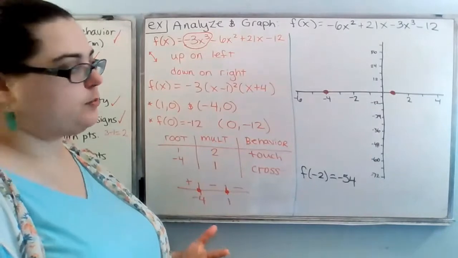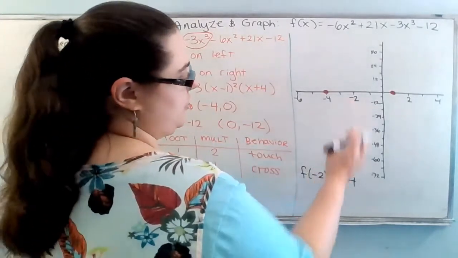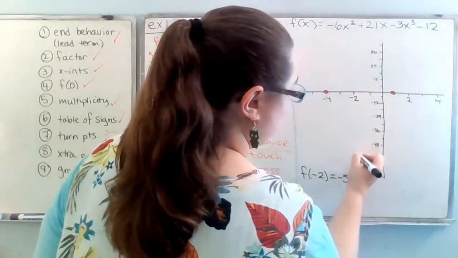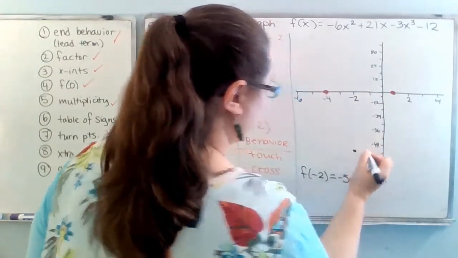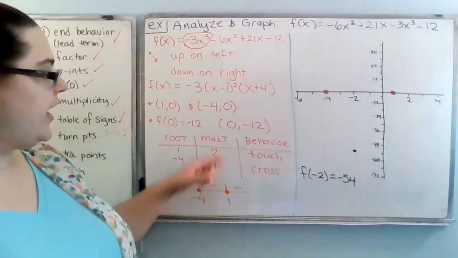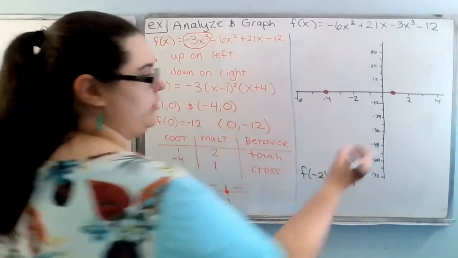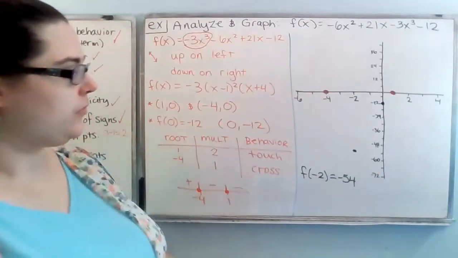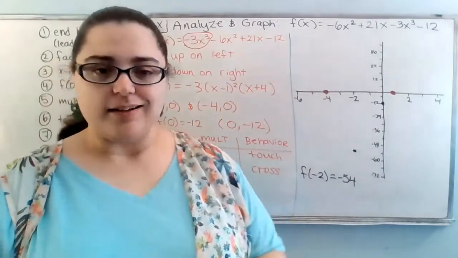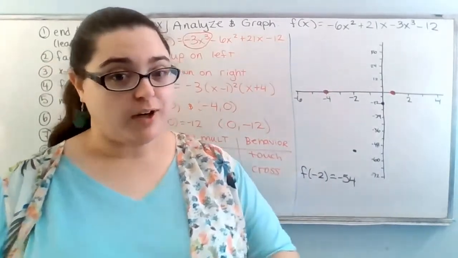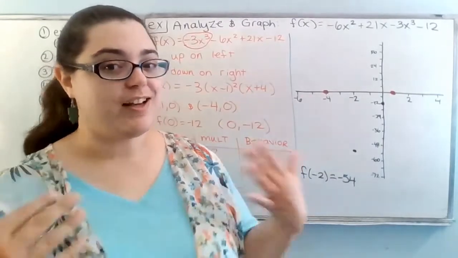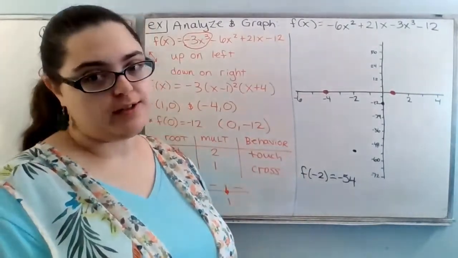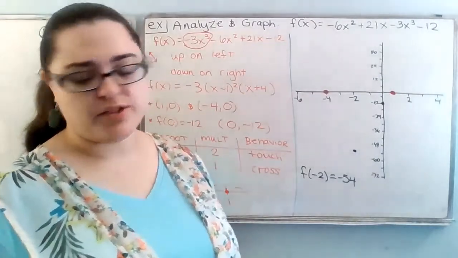So now I can plot those points that I know. I know at -2, I'm going to be -54. So we're going to go over here. And I know that at 0, I'm going to be -12. Now, depending on how accurate you want your sketch to be, you could sketch from this point on, or you can find a few more points, whatever's going to make it a little bit easier for you to graph.